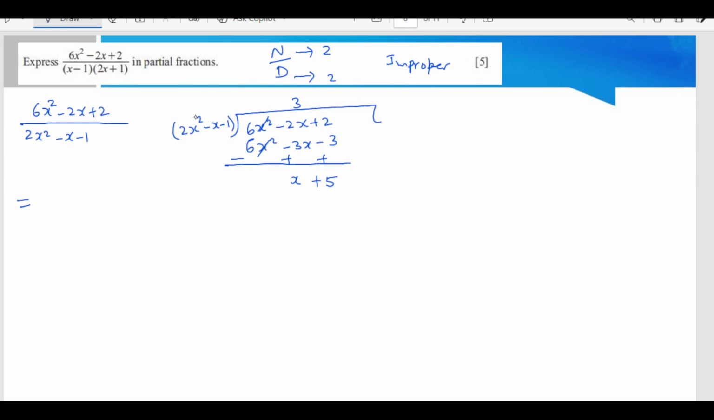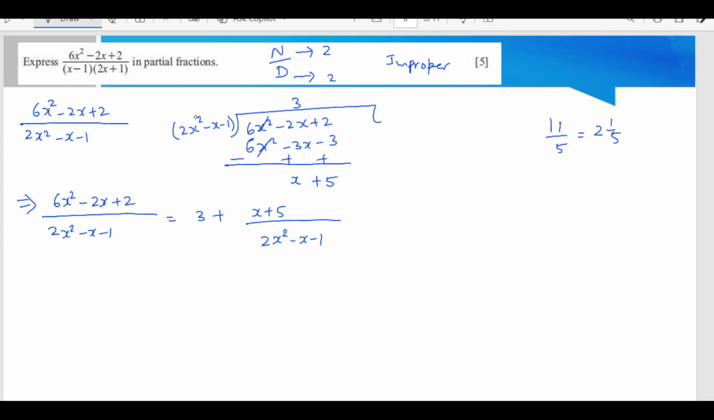This is a function here. This can be written as 3. Let me write it fully: 6x squared minus 2x plus 2 over 2x squared minus x minus 1. This can be written as 3 plus x plus 5 over the divisor, 2x squared minus x minus 1. So that's what I have done here in this case.